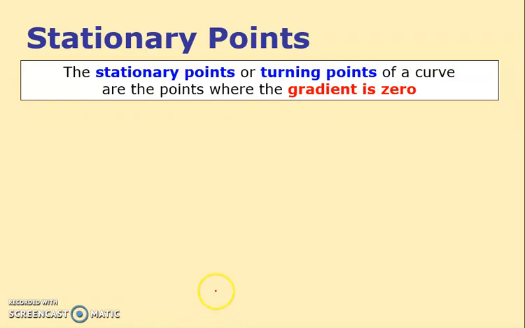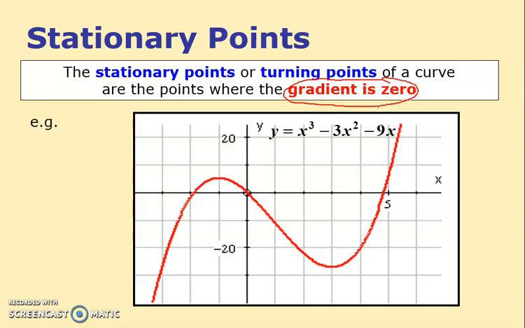A stationary point or turning point of a curve are the points where the gradient is 0. This is important. We're going to use this fact lots and lots and lots to find where these stationary points are.